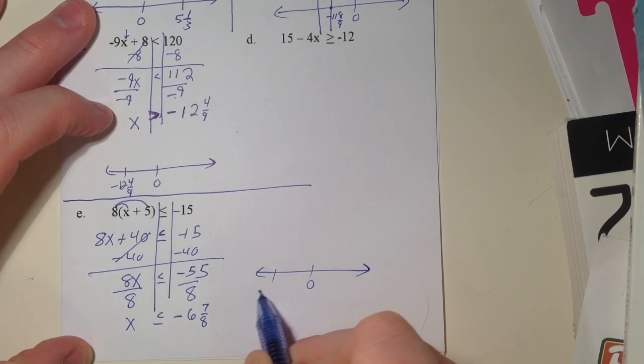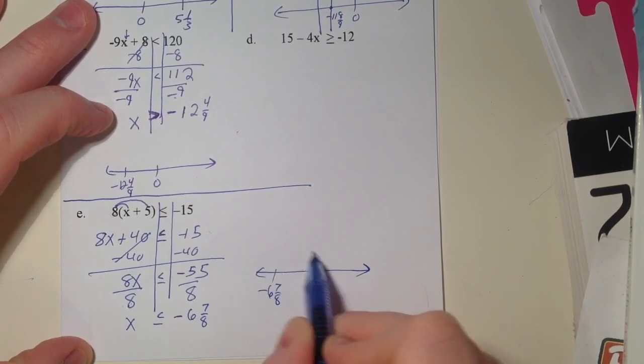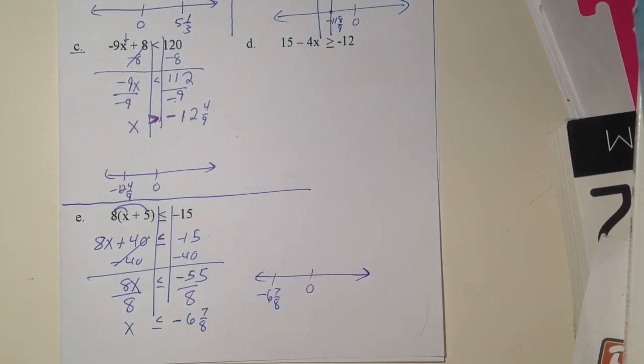Here's 0. Here's -6 7/8. And then I'll graph it like we learned from the other video. Alright, so we'll practice with this a little bit, and hopefully this will help you. Using all that knowledge from equations will allow you to see this video. And good luck.